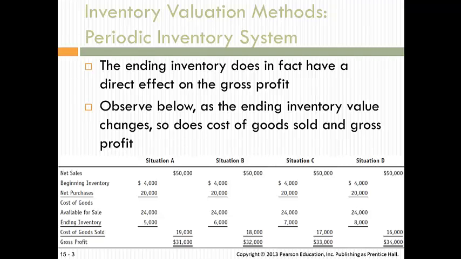So let's review the cost of goods sold calculation from Accounting 110. We take our beginning inventory, which in this example is $4,000, which you see on the left. Next, we add our purchases in the accounting period, which in this example is $20,000. That gives us a cost of goods available for sale of $24,000. Now we subtract ending inventory to find out what the cost of goods sold was.